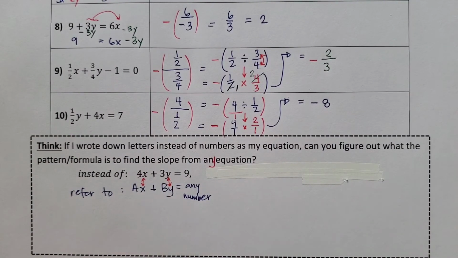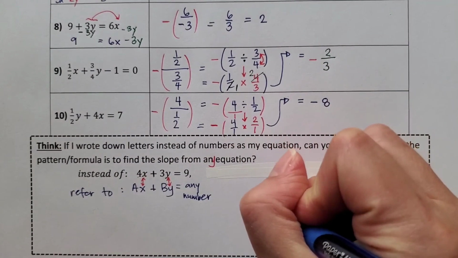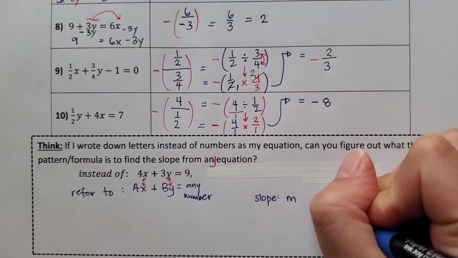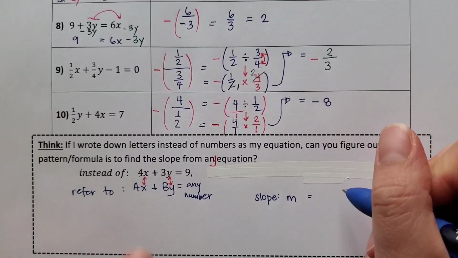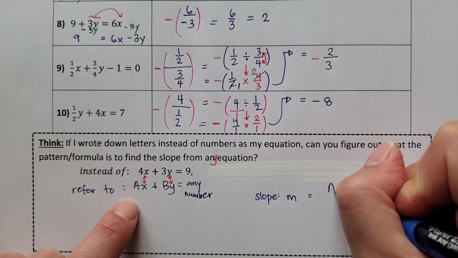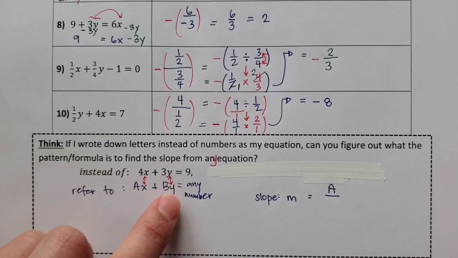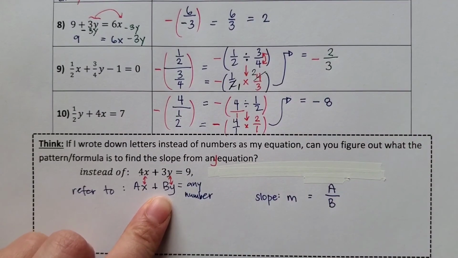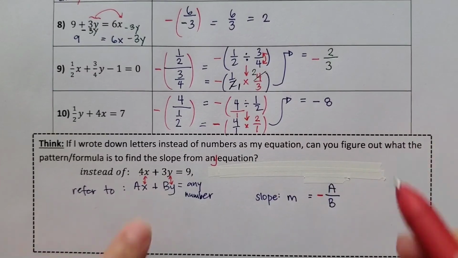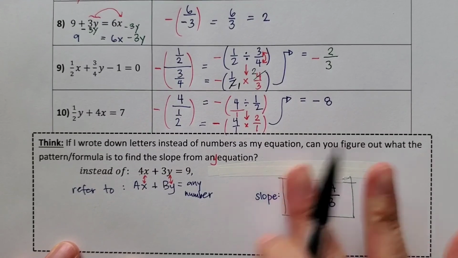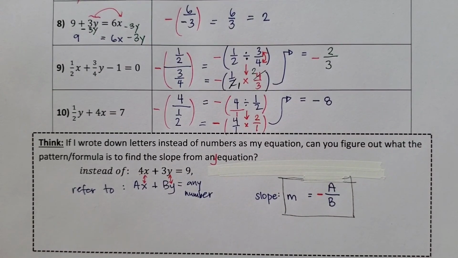It's actually, the slope is going to be, okay, and we signify slope using an m, okay? Slope is equal to the coefficient of x, which is A, over the coefficient of y, which is equal to B. Don't forget that negative, okay? So it means in order to find the slope, the equation is actually m equals negative A over B. Okay, and that's it for the lesson. Please use this to help you with your handout. Thank you.